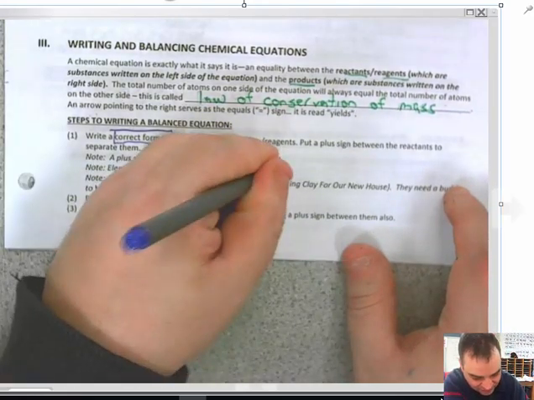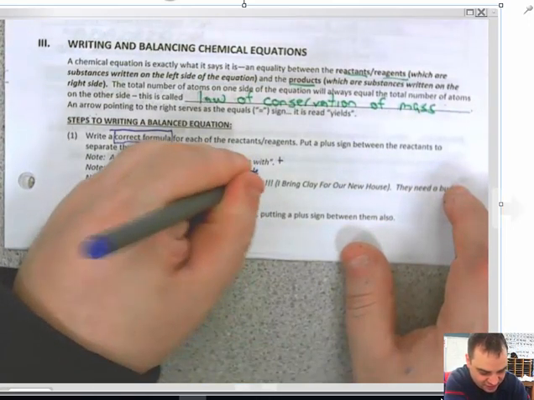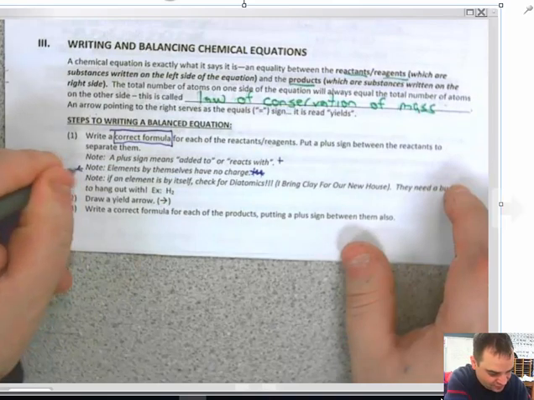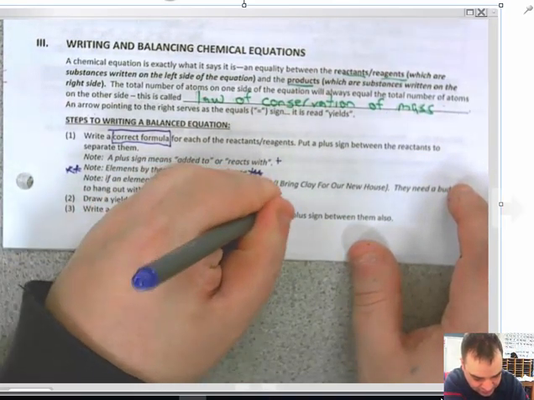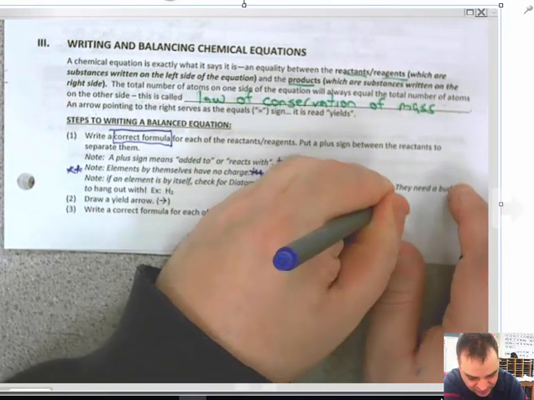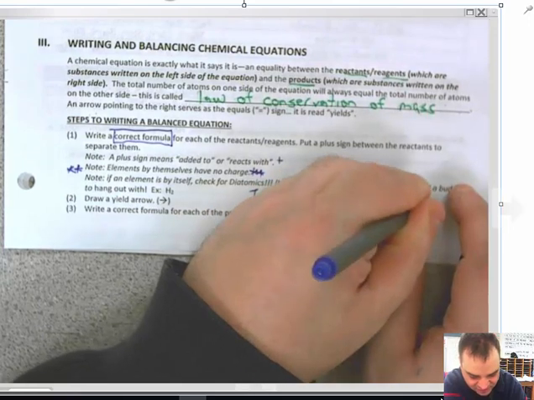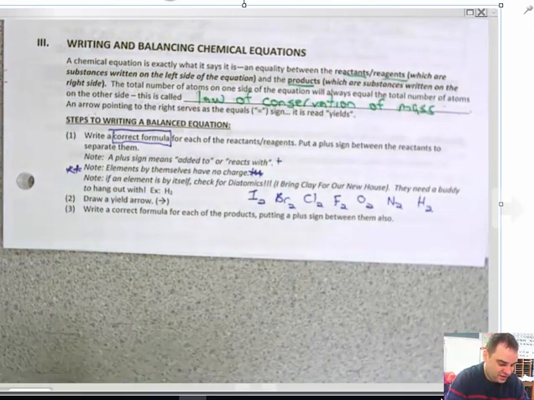Plus sign means adds or reacts with. Elements by themselves have no charge. That's very important. Watch out for the diatomic elements. Those are the diatomics. There is a reaction arrow for yields.